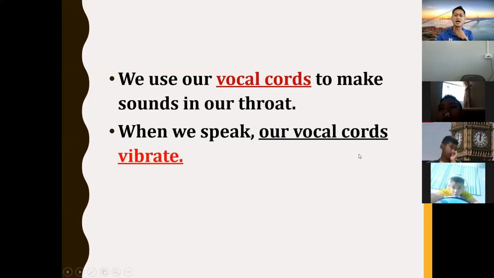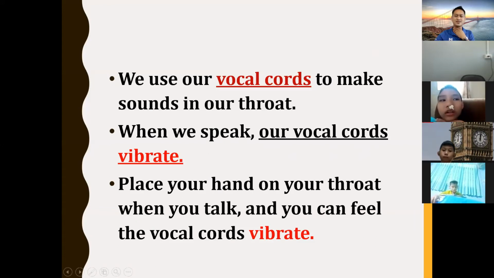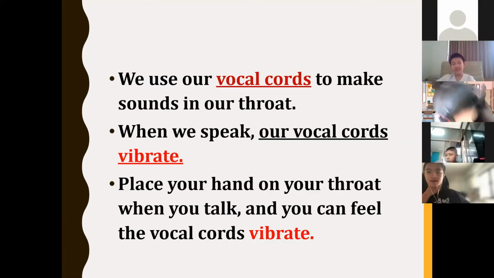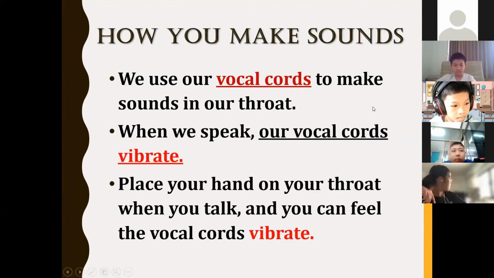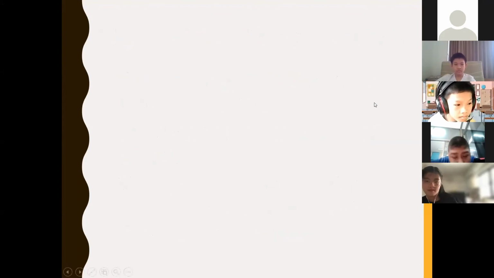When we speak, our vocal cords vibrate. Place your hands on your throat when you talk and you can feel the vocal cords vibrating. So put your hands on your throat and say your name. You can say your name or you can say hi. Can you feel the vibration? Yes. How about the others? Can you feel the vibration when you talk? Yes. Me too. So that is how we make sound through our vocal cords.